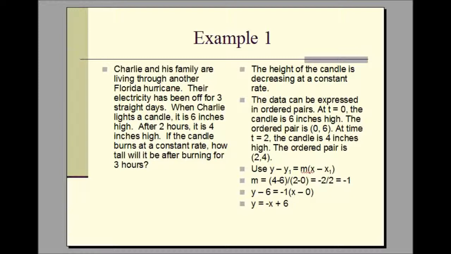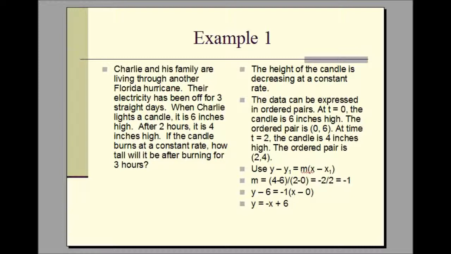The height of the candle is decreasing at a constant rate, and whatever that rate is will be the slope. The data can be expressed in ordered pairs. At time t equals 0, before the candle is lit, the candle is 6 inches high, the ordered pair is 0, 6. At time t equals 2, after the candle has been burning for 2 hours, the candle is 4 inches high, the ordered pair is 2, 4. And we're using the point slope form y minus y1 equals m times x minus x1.